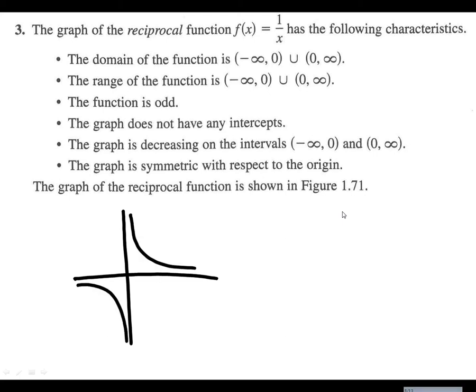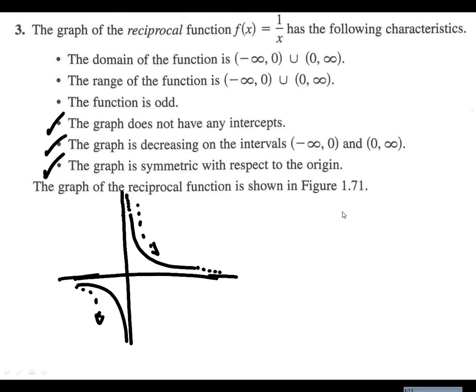Okay, 1 over x looks like that. So, a couple important things. We're getting closer and closer to the y-axis and the x-axis, but we're never going to quite touch it. That makes it symmetric about the origin. We're decreasing as long as we're not touching 0, so we're always decreasing, right? We're always going down here, and we're always going down here. All right, no intercepts. It's never going to cross the y or the x-axis.